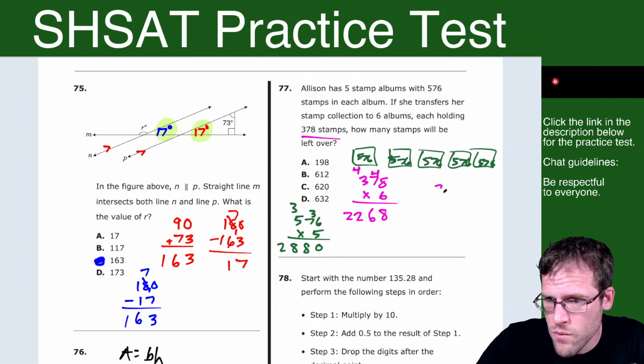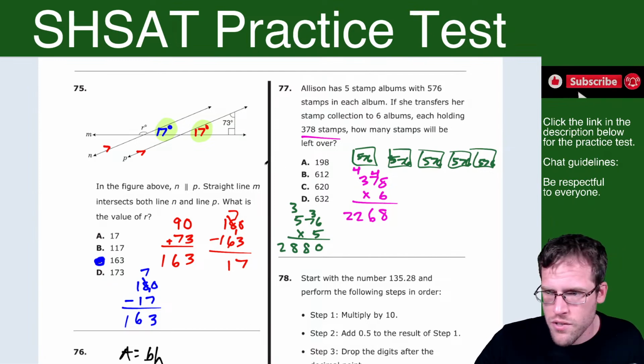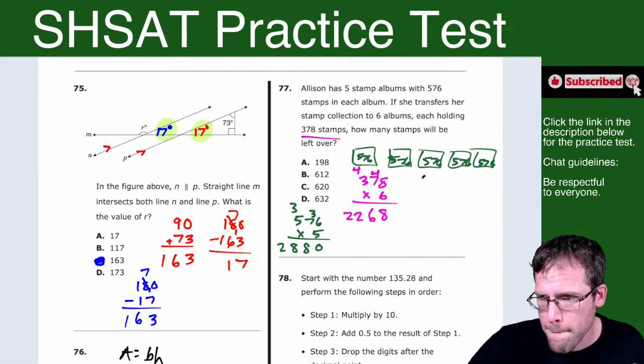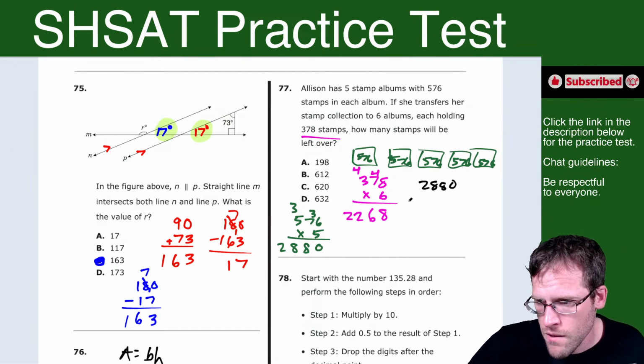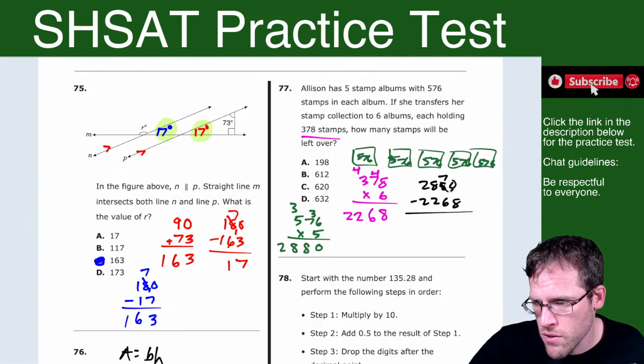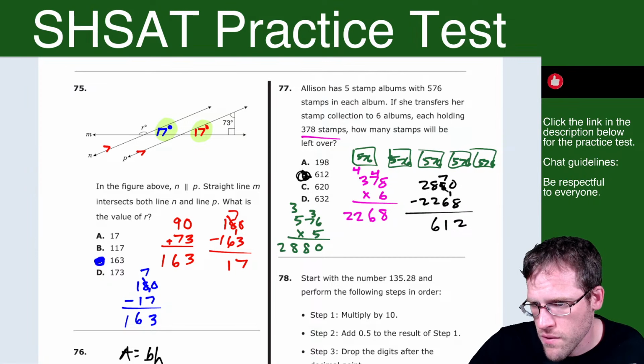So how many left over? We have 28. Let me change colors here. 2880 minus 2268. So borrow. 10 minus 8 is 2. 1, 6. 612.